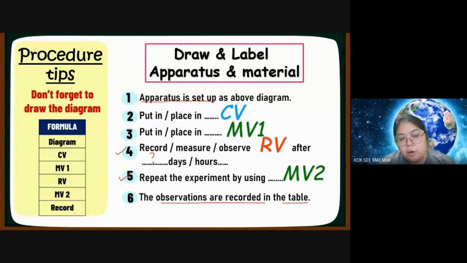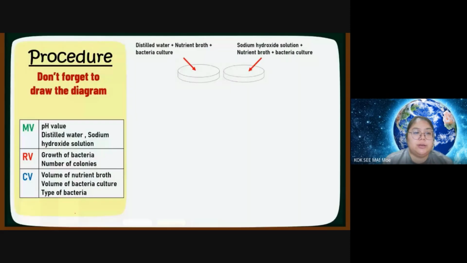Okay, so this one is a formula for how you write the procedure. Now I want to put in the question, 1 until 6, the procedure. I put in MV, RV, CV, which we already wrote here. The first one, I write: apparatus is set up as above diagram.